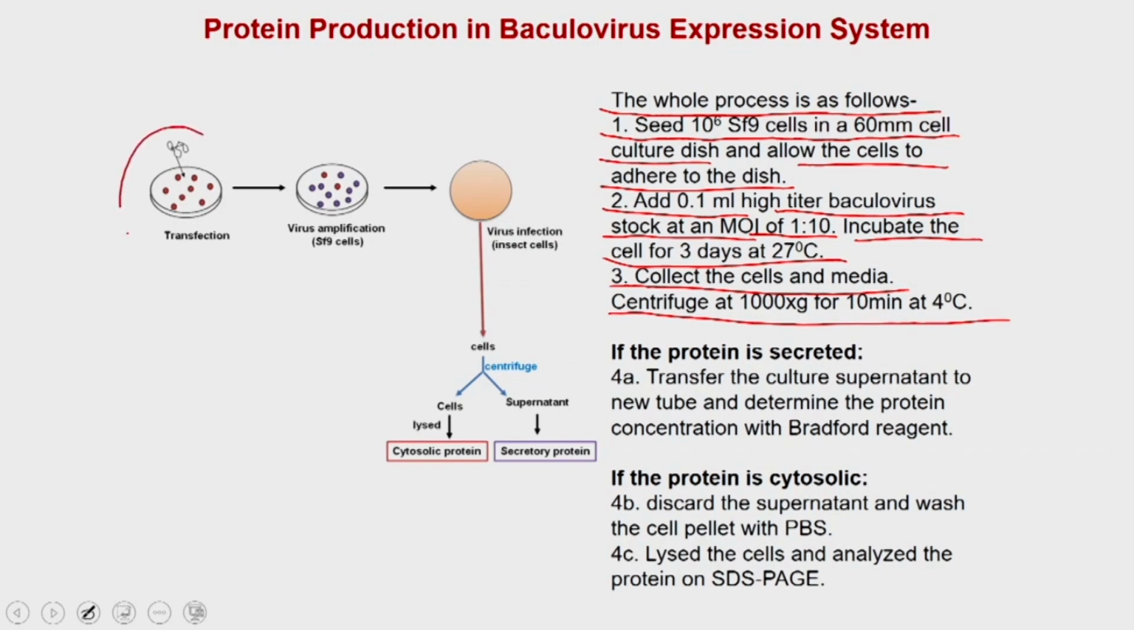So, the first step, you do plating in 60 mm dishes and allow the cells to adhere, and then you make a single layer. Then you do the infection with the help of the baculovirus at the MOI of 1 to 10. Once these cells are infected, then you culture them and collect the supernatant as well as the cells. Now you have the options.